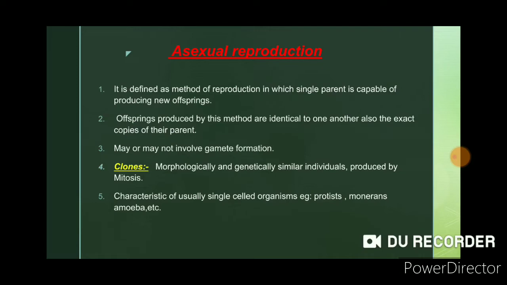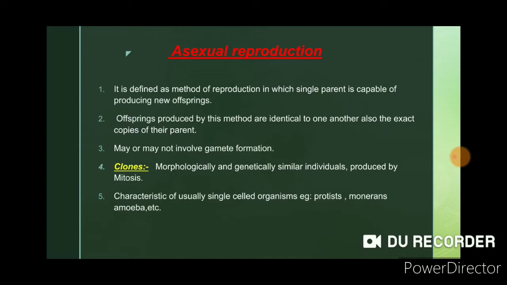Continuing, asexual reproduction is basically a method of reproduction in which a single parent cell divides or reproduces to produce new offsprings, a new generation. As these offsprings are produced by a single parent only, they are exactly similar to the parent organism as well as to the other copies produced. Therefore, they are known as clones. Now, what do you mean by clones? Clones are basically offsprings which are morphologically and genetically similar to each other as well as to the parent organisms.